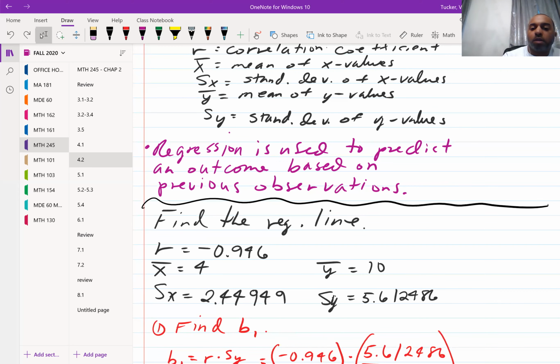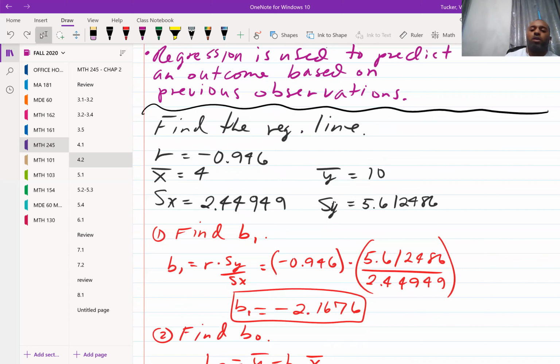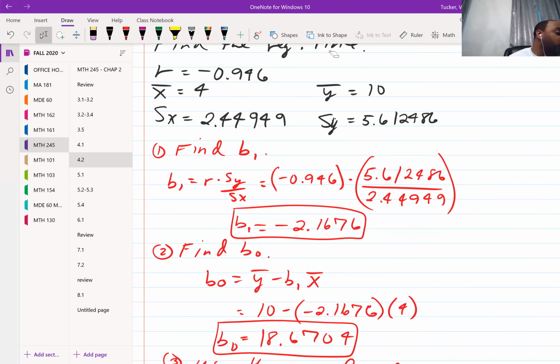All right. So follow the formula. Finding b1 is r times s sub y over s sub x. That's what we did right here. That gave us b1 as negative 2.1676. So keep in mind, you have to find b1 first because you go back to the formula. Notice b1 is a part of the formula to find b sub 0. So after you find b1, you find b0: y bar minus b1 times x bar.